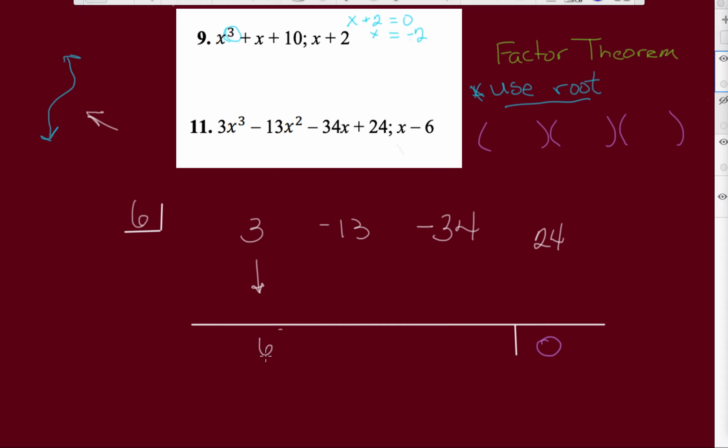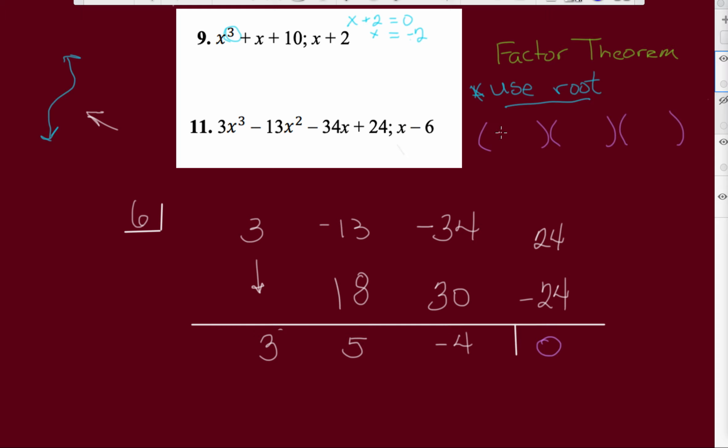Drop it down. We have 3. 6 times 3 is 18. Negative 13 and 18 is 5. 6 times 5 is 30. All right, negative 34 and positive 30 are negative 4. So 6 times negative 4 is negative 24. I left the 0 there for a reason.